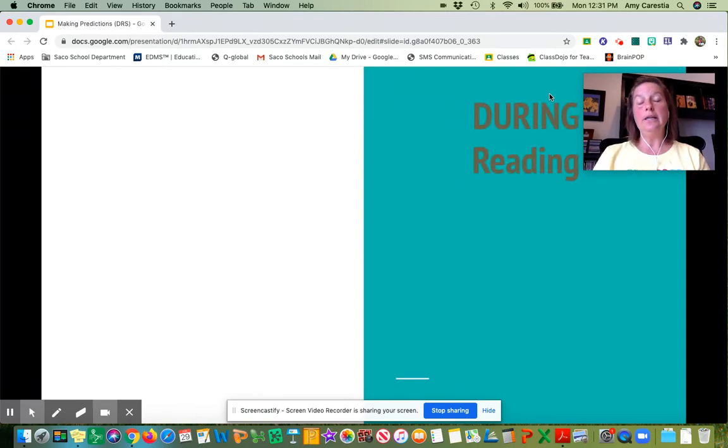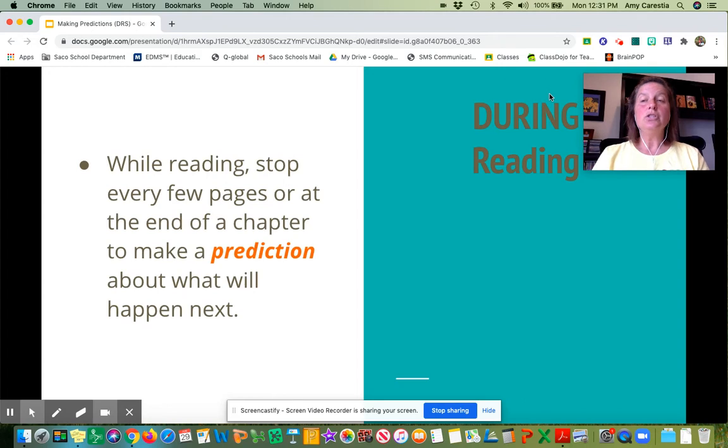So not only can you use making predictions before reading, but obviously you can do it during reading. So an easy way of remembering to make a prediction, especially if you are outside of school and reading your choice novels, would be to stop every few pages or at the end of a chapter and make a prediction about what you think will happen next.